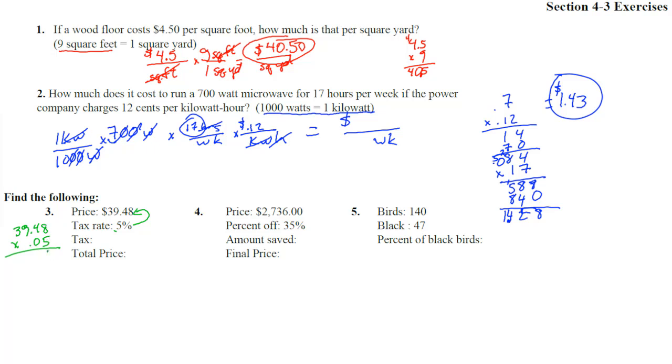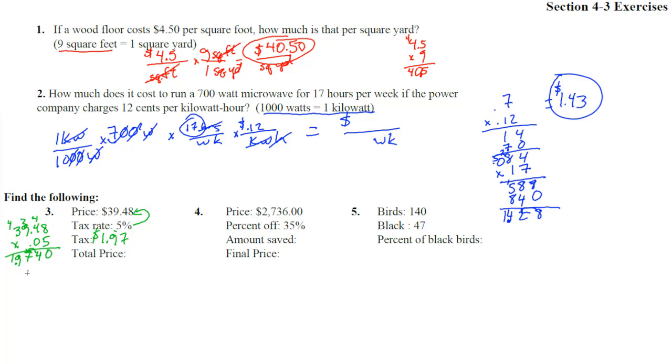5 times 8 is 40. Carry the 4. 5 times 4 is 20, plus 4 is 24. Carry the 2. 5 times 9 is 45, plus 2 is 47, with a 4 up there. And 5 times 3 is 15, plus 4 is 19. 1, 2, 3, 4. 1, 2, 3, 4. So that's going to be in dollars and cents. That's going to round down, so $1.97.